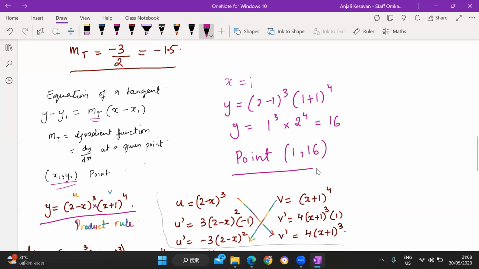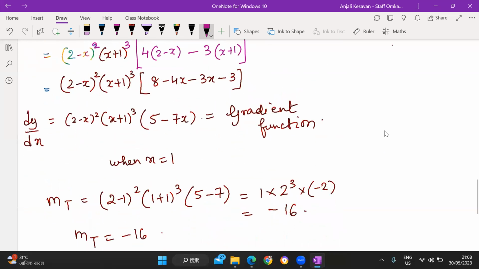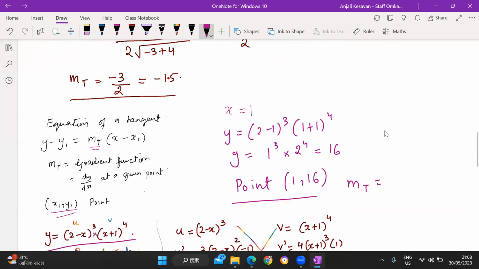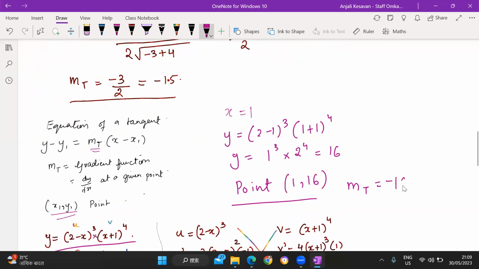Now that we have got our point, we have got our gradient, which is negative 16. We can simply substitute this in our equation. What is the equation of the tangent?